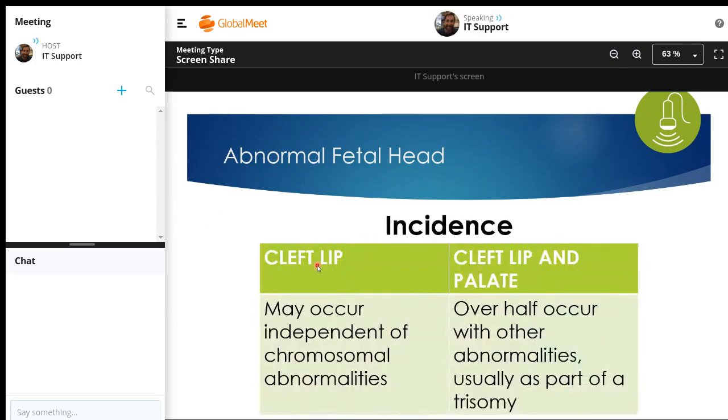So, incidence of a cleft lip: it may occur independent of chromosome abnormalities. With cleft lip and palate, over half occur with other abnormalities, usually as part of a trisomy. So cleft lip by itself has more incidence of occurring independently than cleft lip and palate together. There have been 350 syndromes linked to facial clefting, so that is a large list.